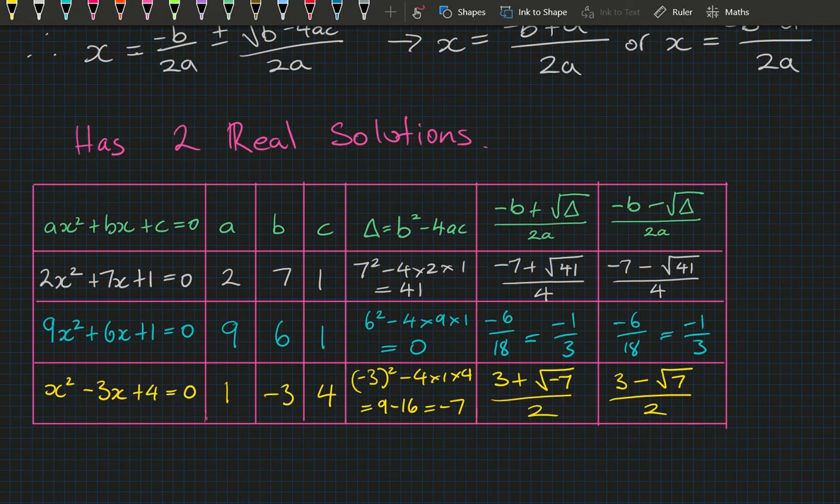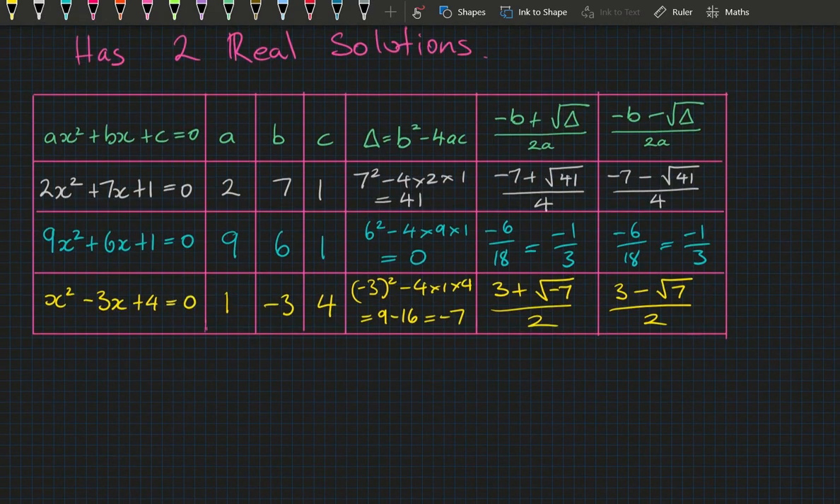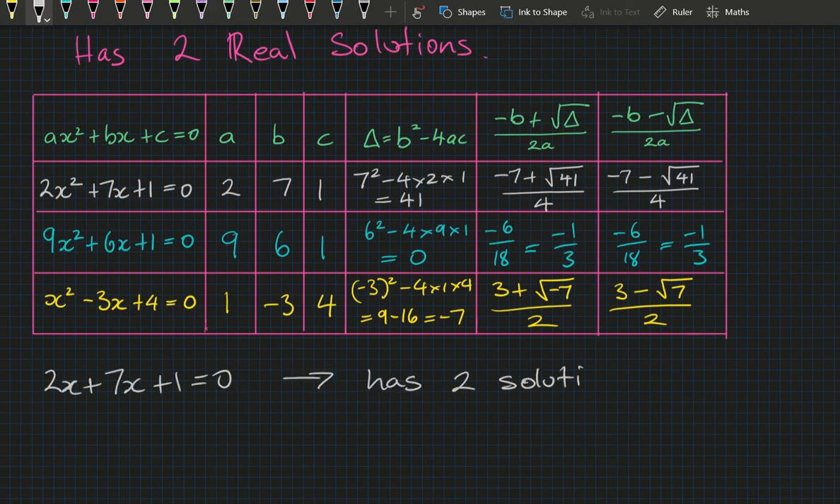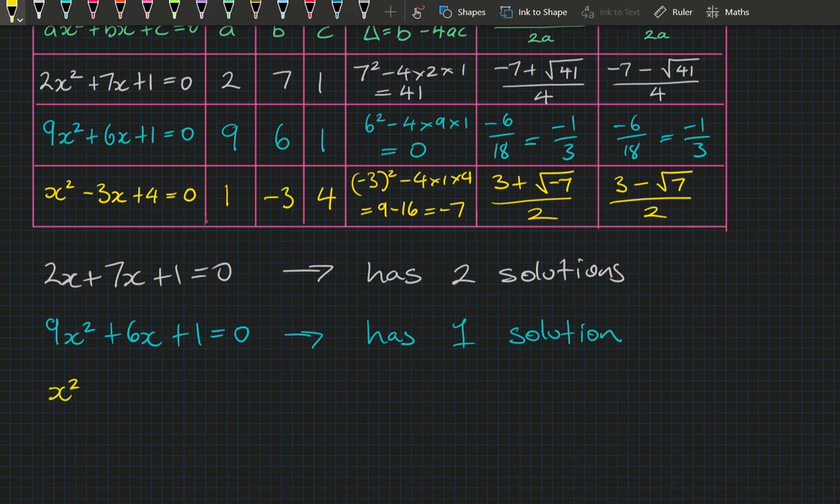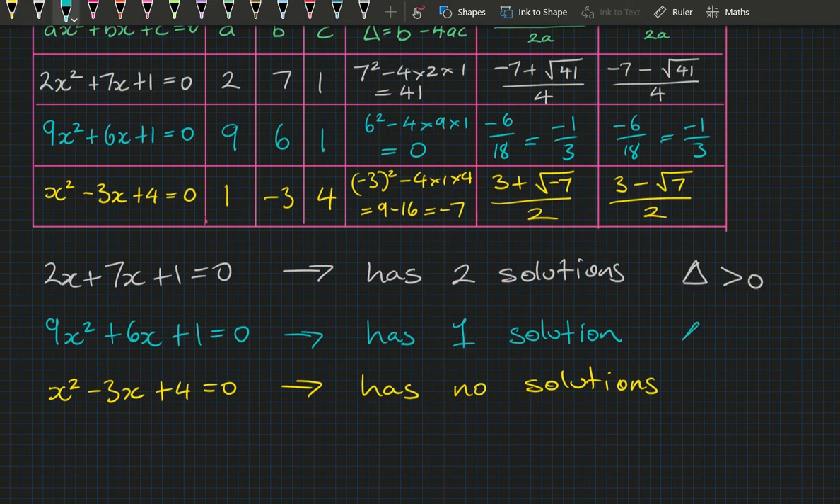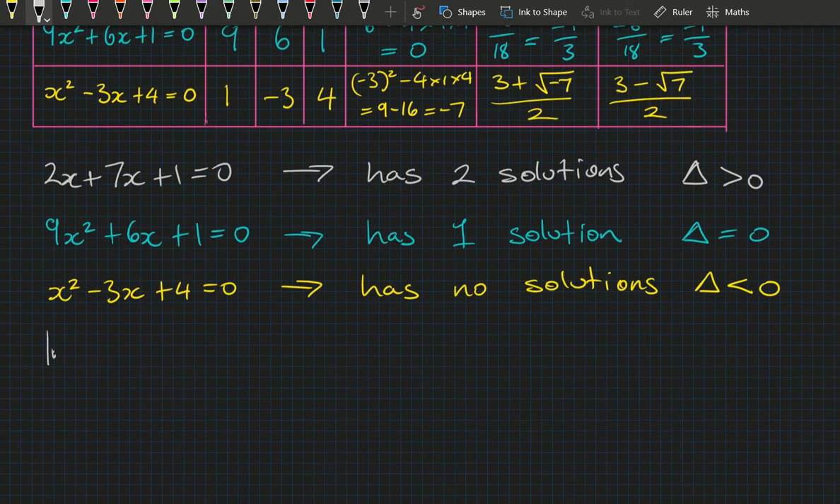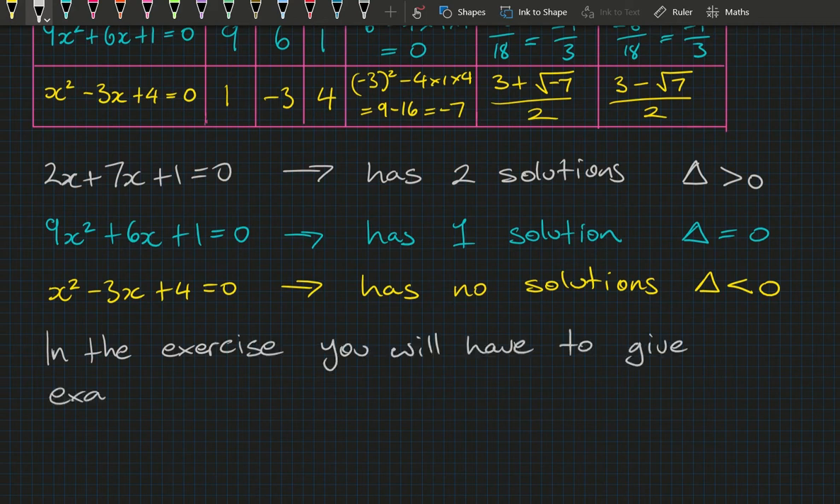Without even getting to the point where we figured out the last two bits there, the solutions, just by looking at the discriminant, we could see that 2x squared plus 7x plus 1 equals 0 has two solutions, because its discriminant is positive. 9x squared plus 6x plus 1 equals 0 has one solution, because its discriminant equals 0. And x squared minus 3x plus 4 equals 0 has no solutions, because this discriminant is negative. So maybe I should quickly write that in. Alright, but in the exercise we'll expect exact solutions.